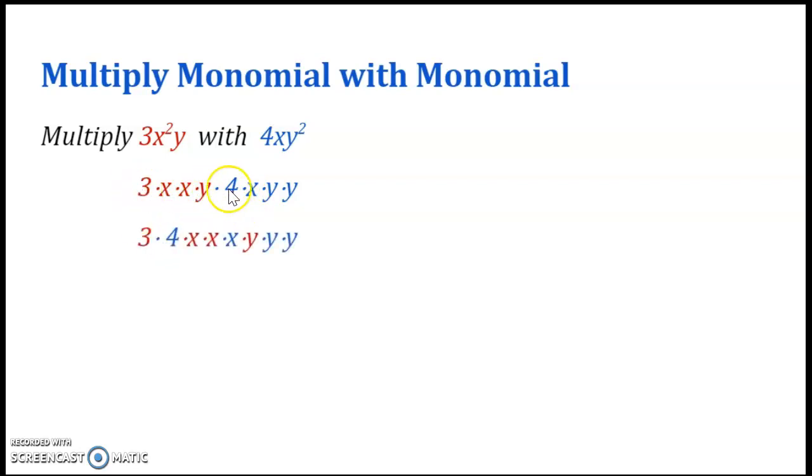If you rearrange this, we can bring the 4 to the front to be multiplied with the 3, and bring all the x's together and all the y's together, which simplifies to 3 times 4, which is 12. x times x times x is just x to the power of 3. y times y times y is just y to the power of 3. So we don't even need those multiplication dots. We can just remove them. The final answer is going to be 12 x to the power of 3, y to the power of 3.